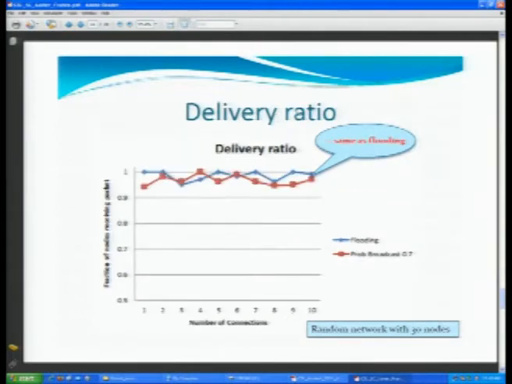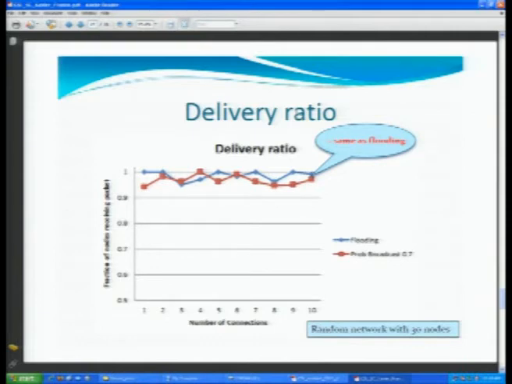This is very important, of course, the delivery ratio. One could expect that the delivery ratio is not the same, obviously, because with flooding I'm trying to assure that everybody receives that packet. But we can see that with 0.7, the delivery ratio is very similar to the case when I transmit across all the channels.